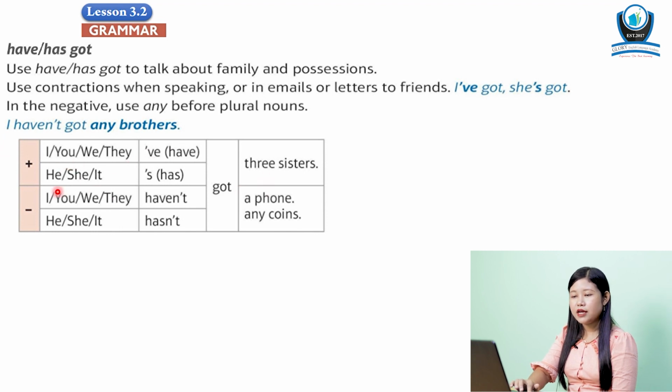sisters. he, she, it has got 3 sisters. negative: I, you, we, they haven't got a phone. I, you, we, they haven't got any coins. he, she, it hasn't got a phone. he, she, it hasn't got any coins.